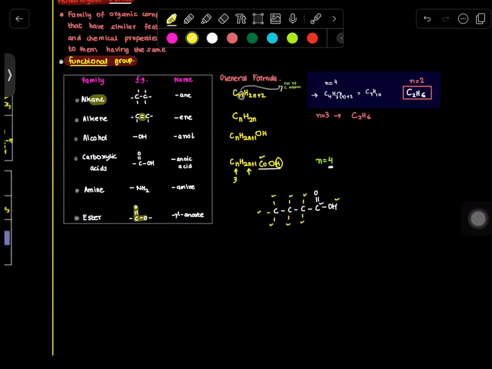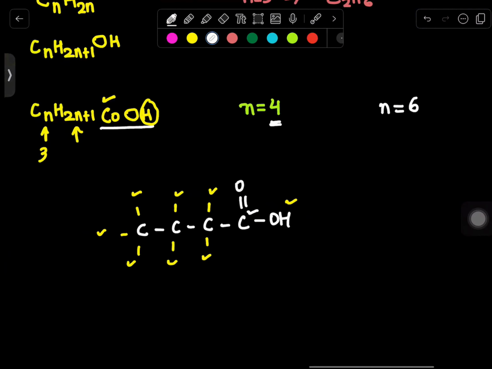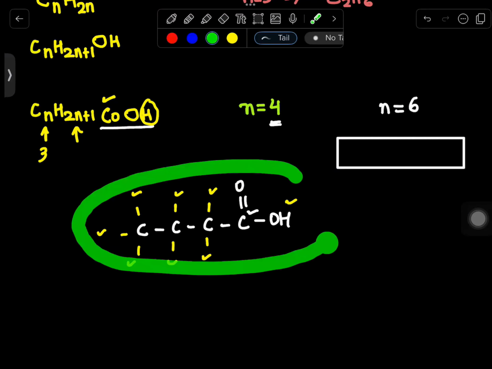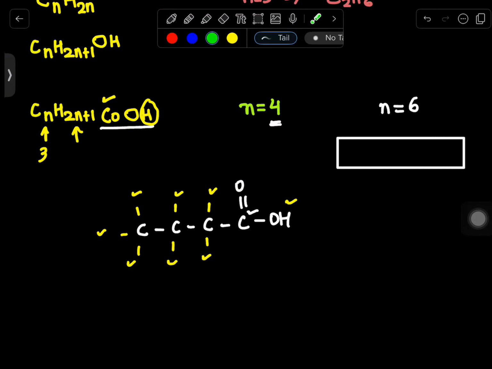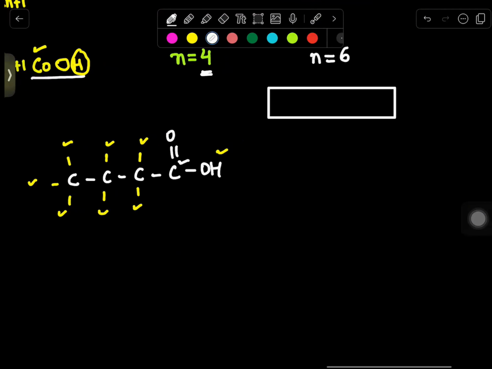Now, I want you to do one last example for this one. If I give you that N is 6, can you tell me the actual formula of that compound? Drawing out the structure might help. C5H10O2. Let's see if that is okay by drawing out the structure. So you said C5H10O2. I'll write down your answer first. C5H10O2. Are you sure? Yes, ma'am.